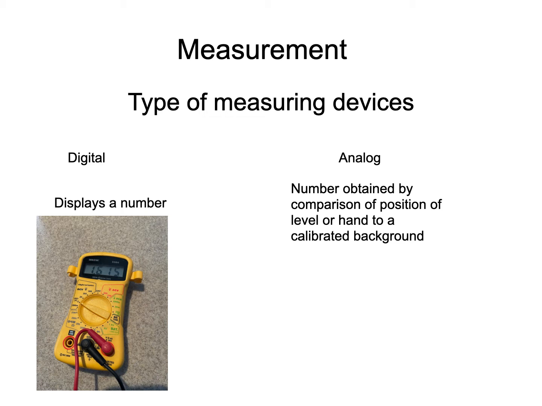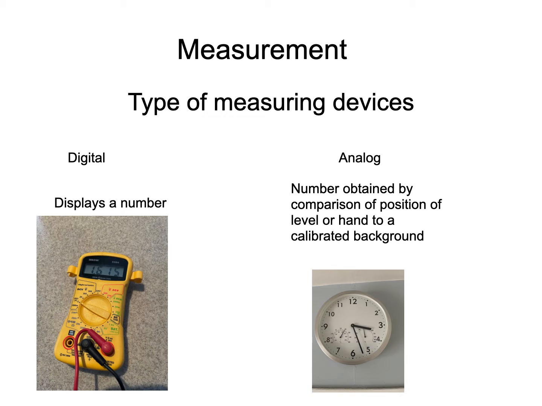An analog device, on the other hand, does not show a number so easily. The experimenter must compare the level of a liquid or the position of a hand to a calibrated background. A typical clock is an example of an analog measuring device. This particular clock also has dials for the analog measurements of the temperature and the humidity in the room.